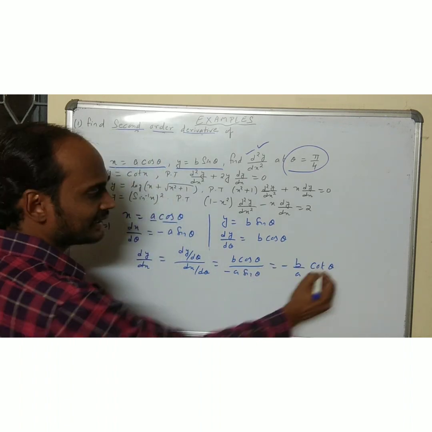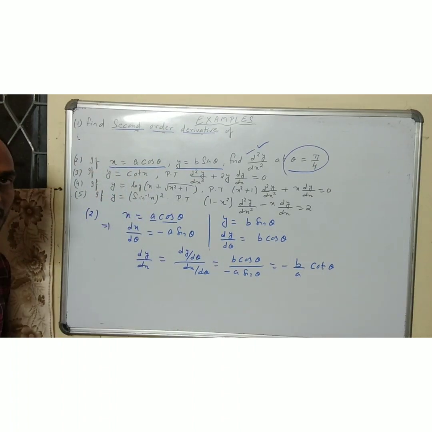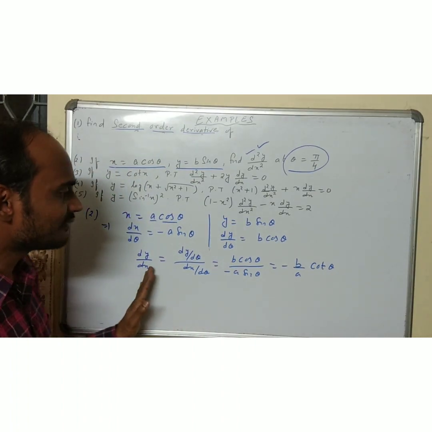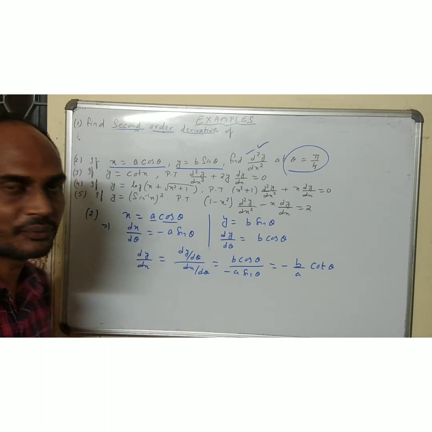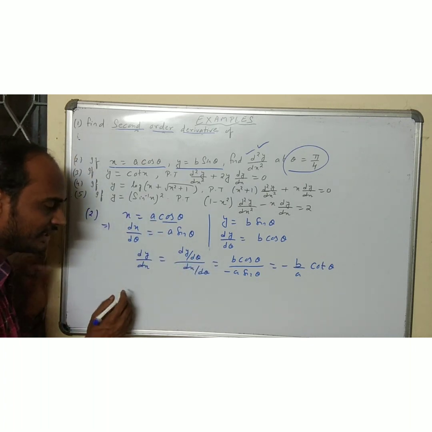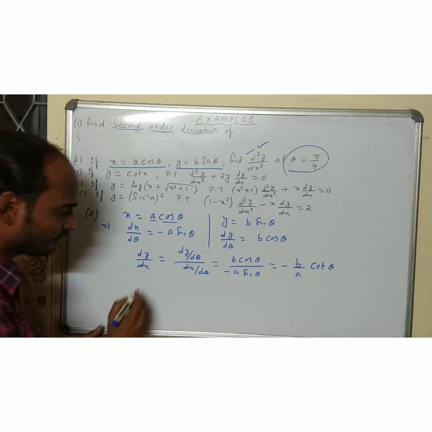You know, cos by sin is cot. So minus b by a cot theta we have got here. This is the first derivative, dy by dx. Up to this I think it is clear to all of you. Now we will find the second derivative. Here try to understand a little bit more carefully.